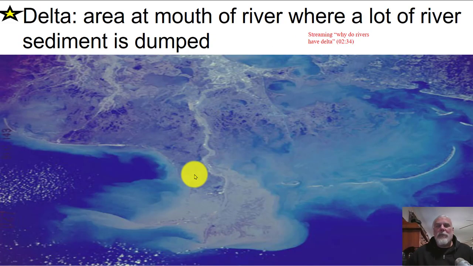Deposition, deposit. One feature that could be caused by deposition is what's called a delta. This is an area at the mouth of a river where a lot of river sediment is dumped. As the river flows, it's dropping sand and debris and little rocks. Eventually, when that river hits the ocean, it's going to stop the flow of the water, and it's going to drop whatever it's carrying, and leave it there at the mouth of the river. That's called a delta. Let's take a look at this clip explaining why rivers have deltas.